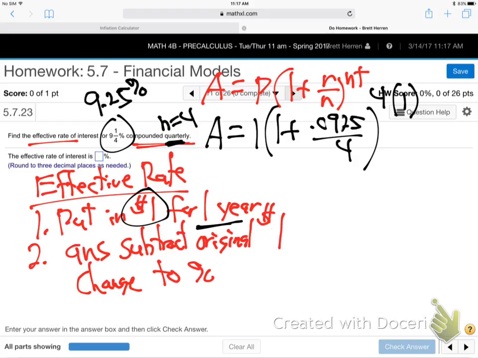Yeah, see, they never set a time. They just asked effective rate. But what effective rate means is what will be the effect in 1 year. That's why they also call it APY, annual percentage yield, or annual percentage rate. So it's 1 year. So $1 for 1 year. Hit the buttons on the calculator.